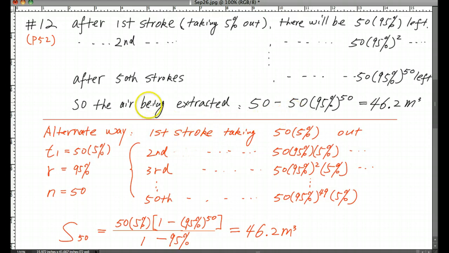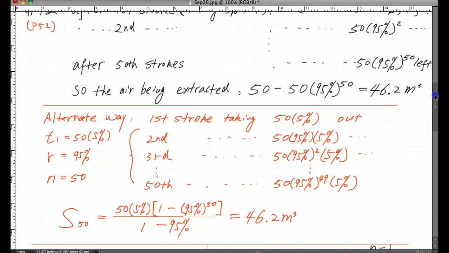And then the question is asking for how much air is extracted. So we just take the original 50 cubic meters and subtract the amount left. So we get the answer. Okay, so that's the question. We only use a geometric sequence, finding the last term.